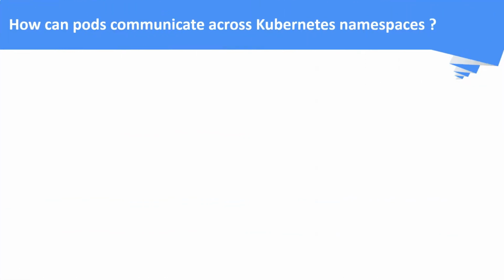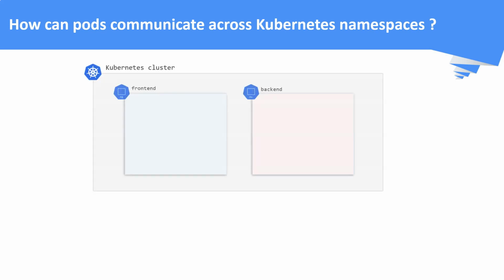How can pods communicate across Kubernetes namespaces? Suppose we have a cluster with two custom namespaces called frontend and backend. In the frontend namespace, we have a web server pod and a DB service pointing to the MySQL database pod. Similarly, in the backend namespace, we have a DB service pointing to a MySQL database pod.